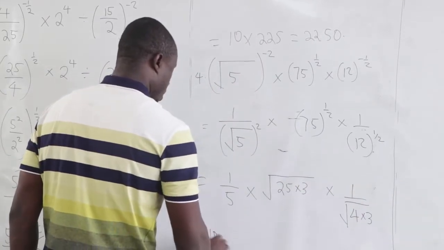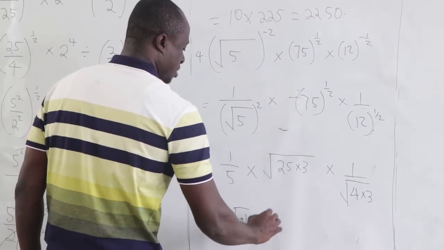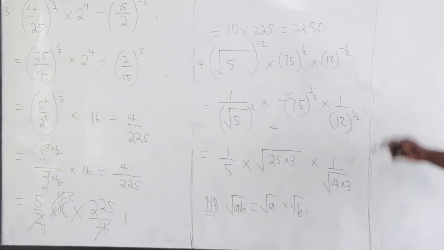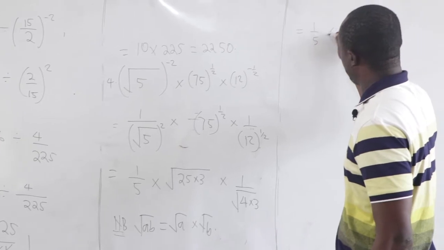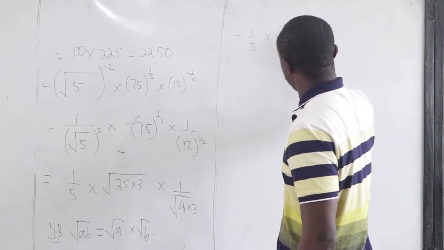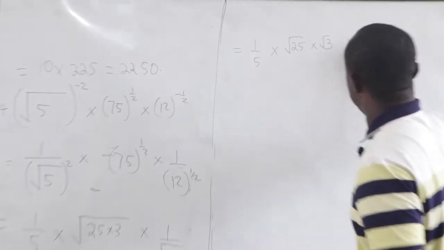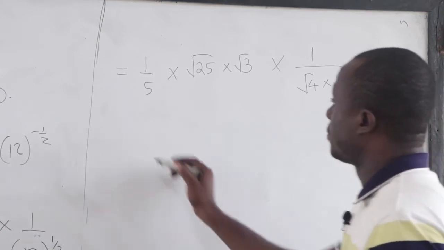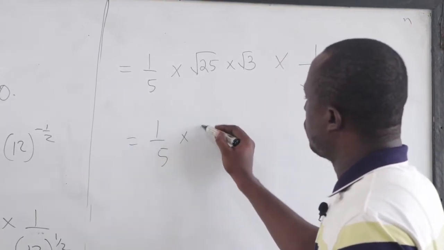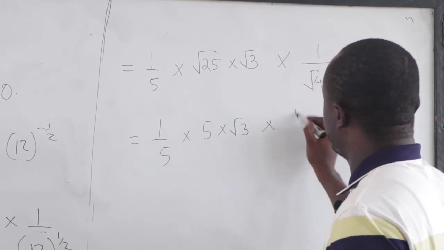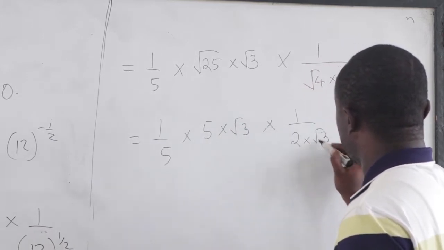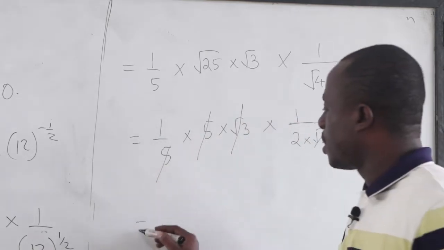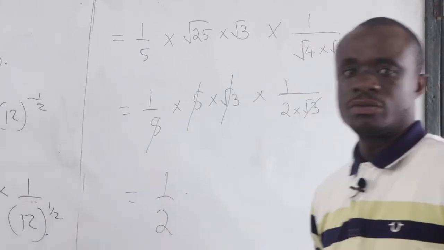Now we know that root of a times b is the same as root a times root b. So clearly from here, this will be 1 over 5 times root 25 times root 3 times 1 over root 4 times root 3. Applying that, this is 1 over 5, root 25 is 5, times root 3, times 1 over 2 times root 3. Now what can you see? This 5 will cancel that 5, root 3 will cancel root 3. So we have 1 all over 2.